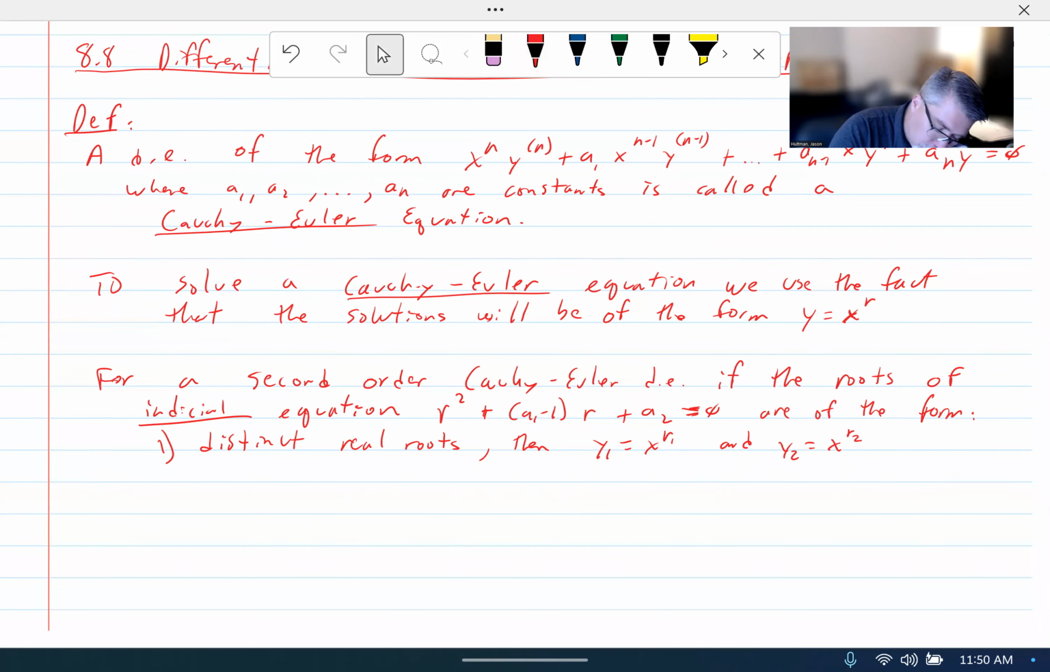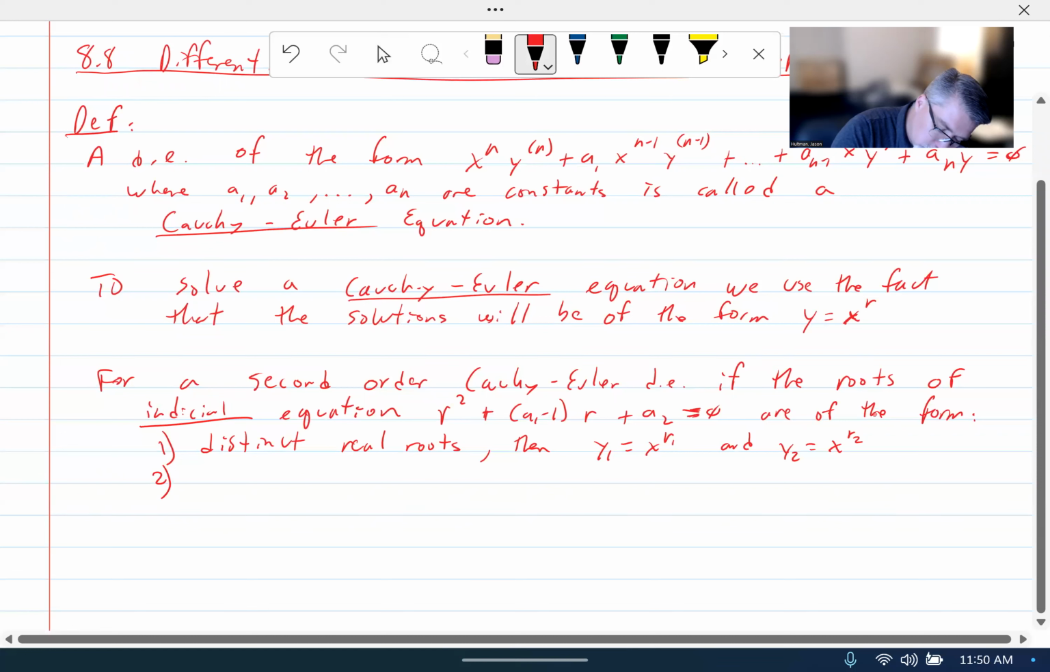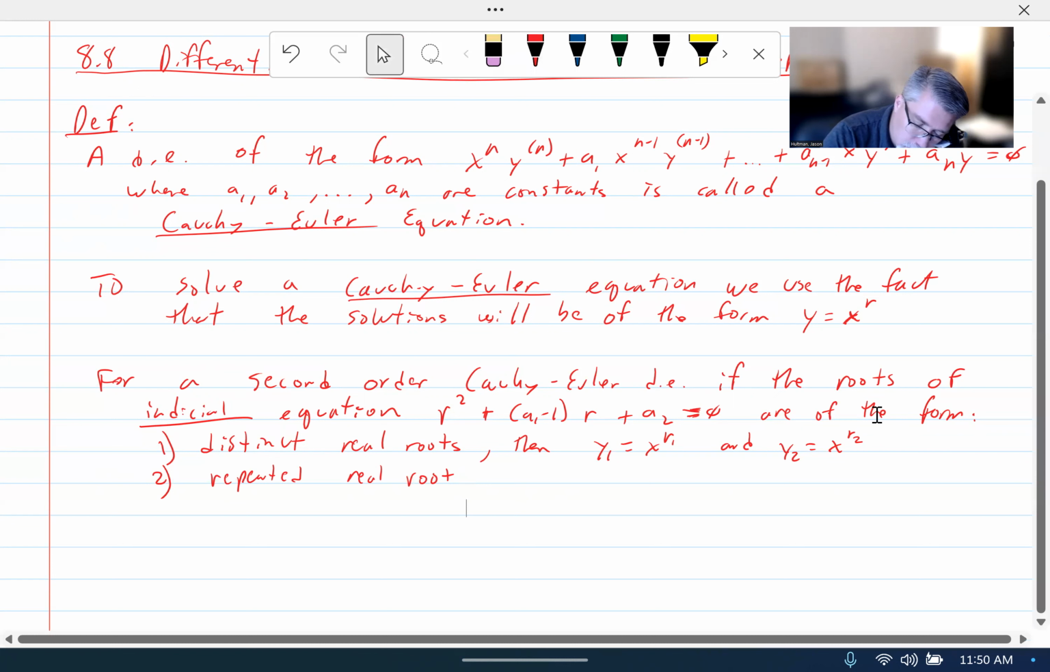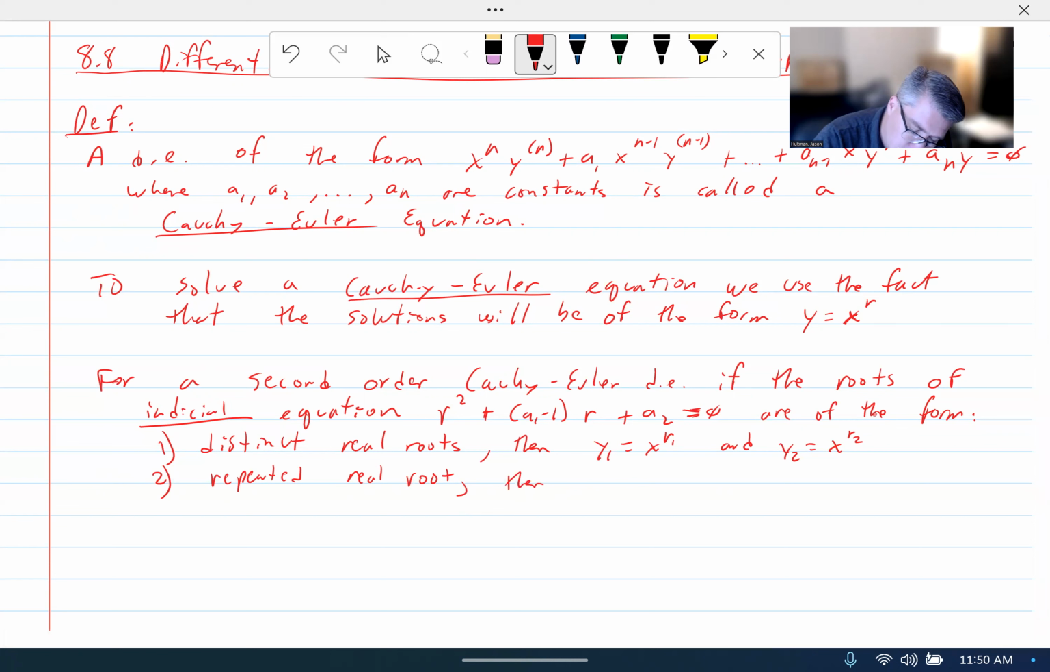Okay, if they have a repeated real root, then y1 equals x to the r, and y2 equals x to the r times the natural log of x.